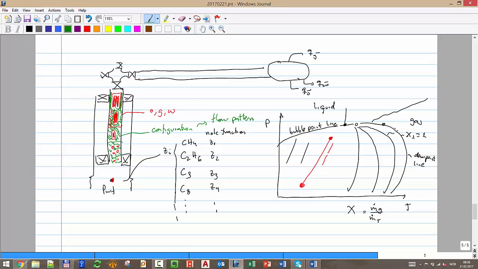When it looks like that, it's called bubble flow. When it looks like that, it's called churn flow. When it looks like that, it's called slug flow. And when it looks like that, it's called annular flow. Annular. Then we have slug flow. Then that's called churn flow. And that's called bubble flow.